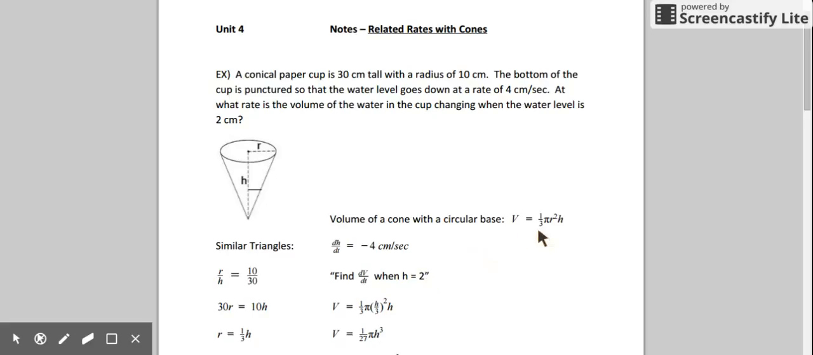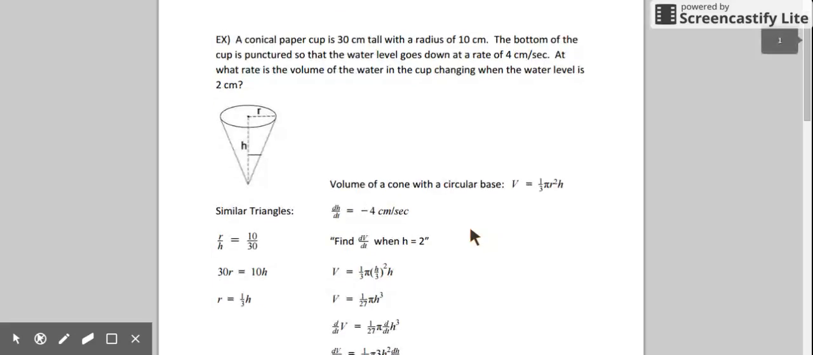So taking a look at our formula, we realize that we have two variables. We have an r and an h. Anytime I want to derive and work with related rates, I want to try and get my terms to be the same variable. So how could I replace either the r with an h or the h with an r here? So this is why working with cones is a little tricky.